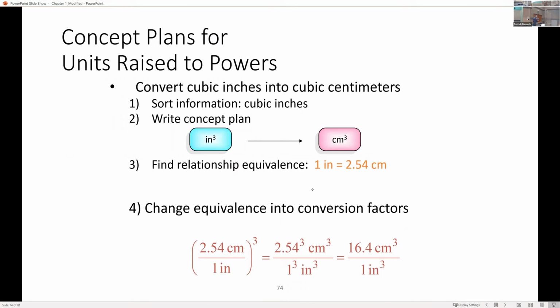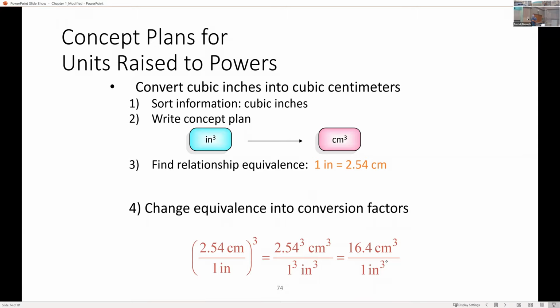The thing is, they don't work like normal units since they're cubed. So what you have to do is cube the whole conversion factor. So you have to cube 2.54, and you have to cube 1 inch. So if you do that math, you get 16.4 centimeters cubed is 1 inch cubed.